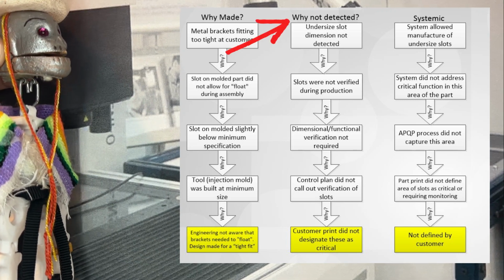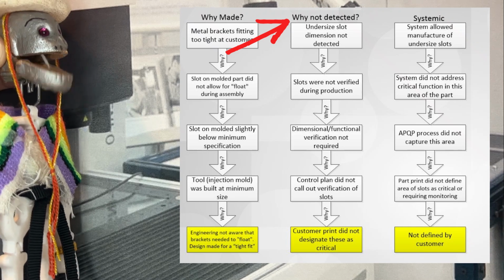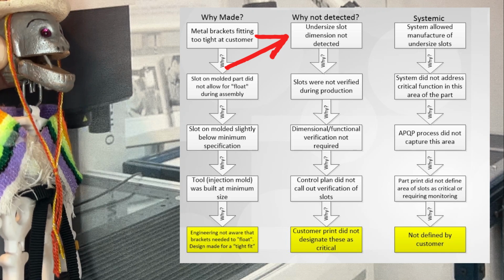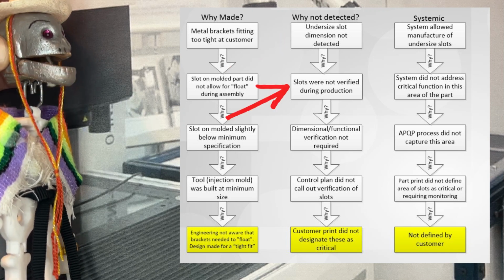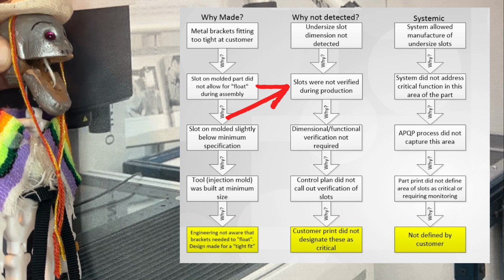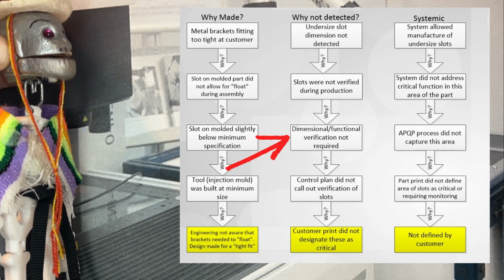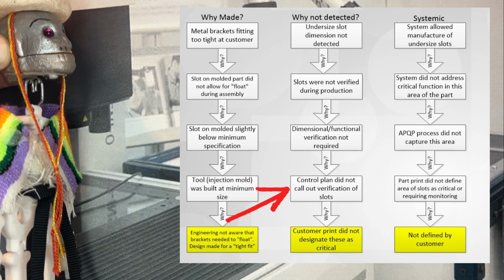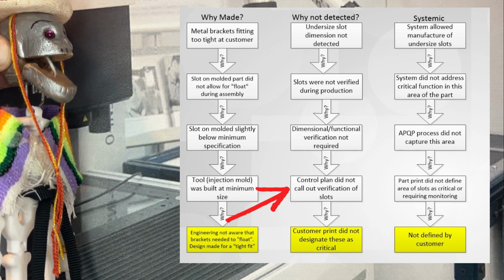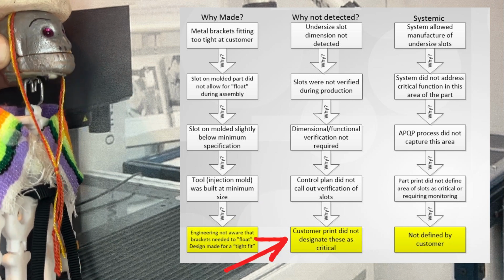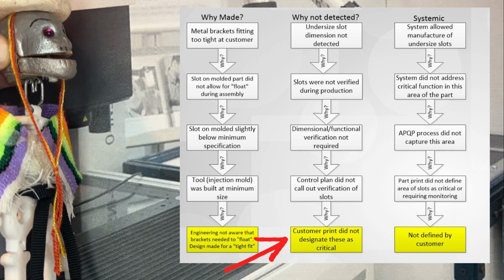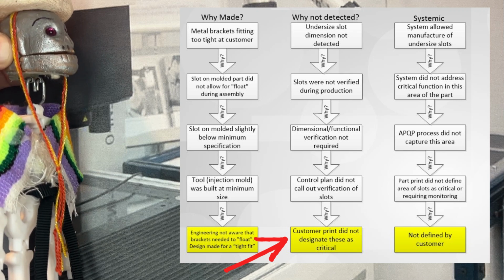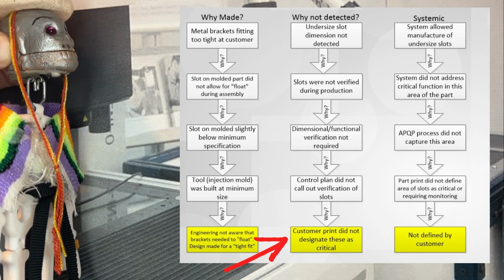The second leg corresponds to why the defect was not detected. In this case, the undersized slot dimension was not detected. Why? Because the slots were not verified during production. Why? Dimensional or functional verification is not required. Why? Because the control plan did not call out the verification of the slots. Why? Because the customer print did not designate these dimensions as critical, so the root cause is lack of designation for critical features in the print.